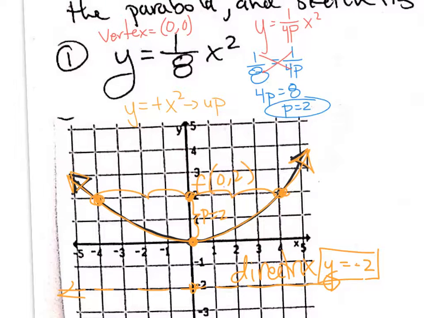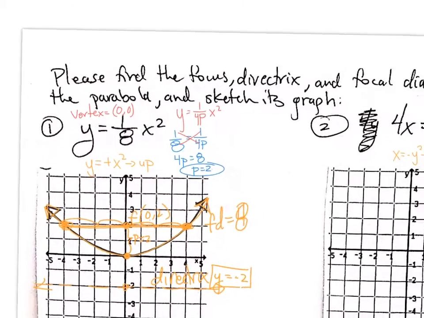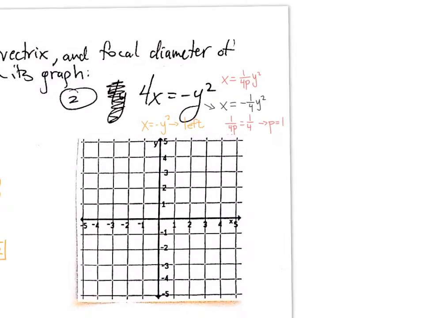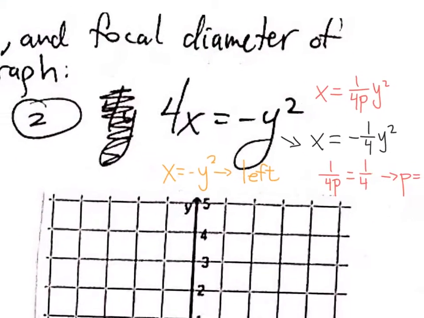Alright, so there we go. Focal diameter, and that's 4. Whoops, I didn't say that. I said 8. The width of the parabola, the focal diameter, is 8.